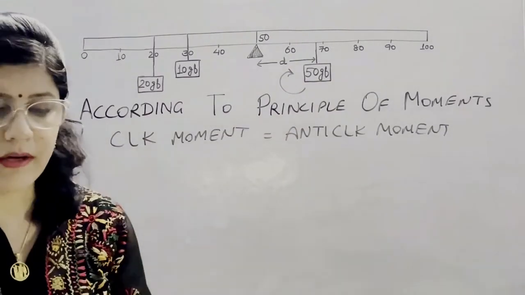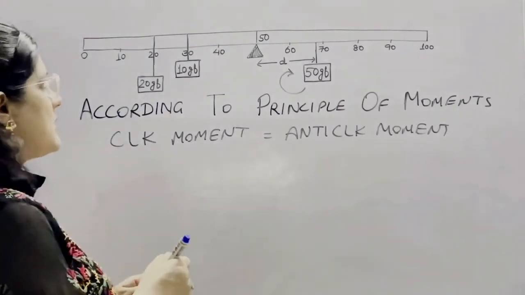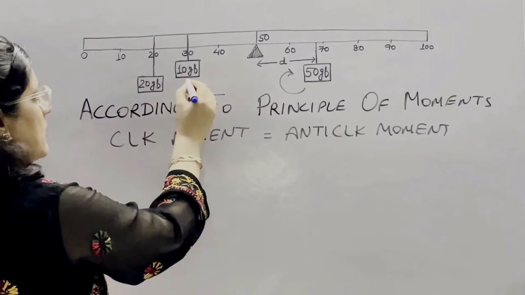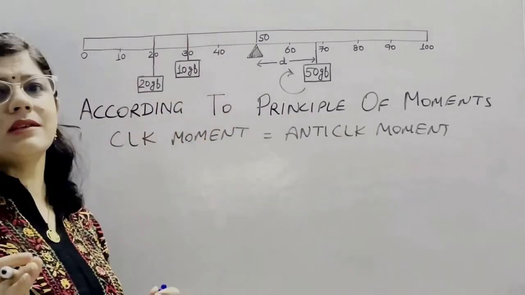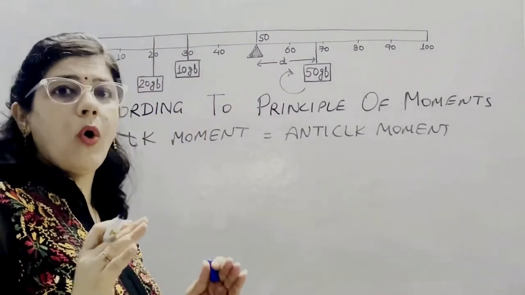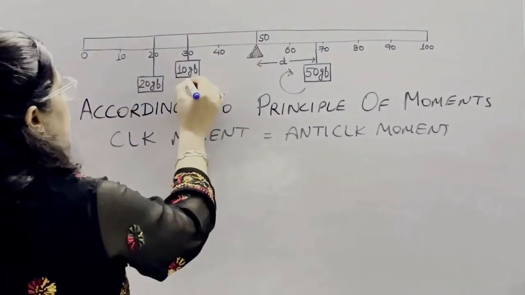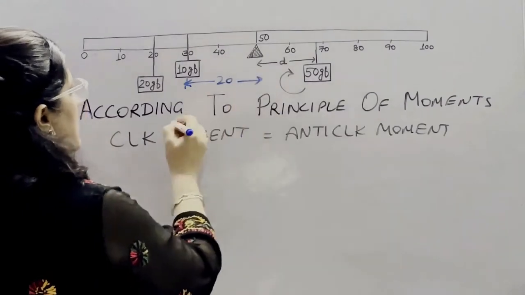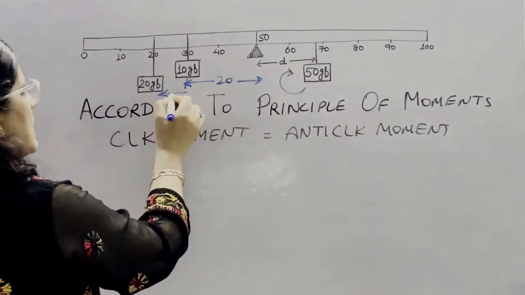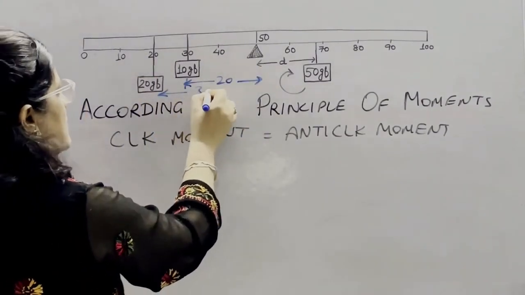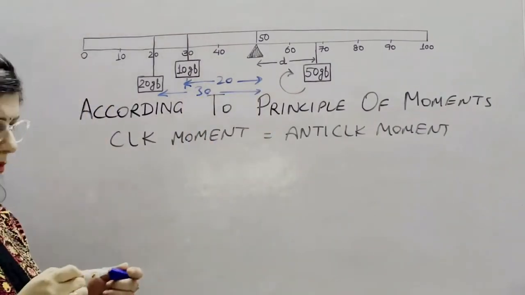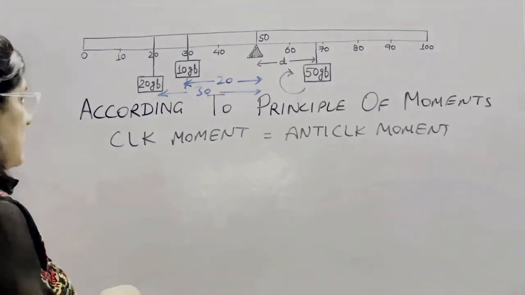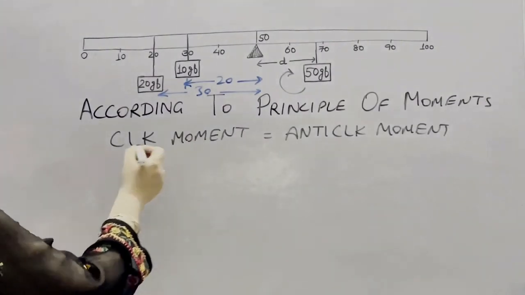So first of all, try to learn how we calculate these distances. Suppose this 10 GF weight is at 30 centimeter. What is its distance? All the distances need to be calculated only from the fulcrum. So from fulcrum this distance is 50 minus 30, which is 20. From fulcrum this distance is 50 minus 20, which is 30. So distance should be proper, so no chances of error in your numerical will be there.